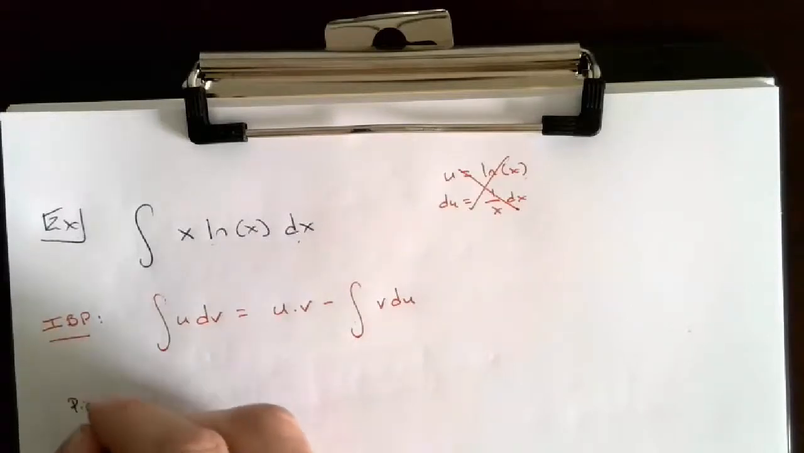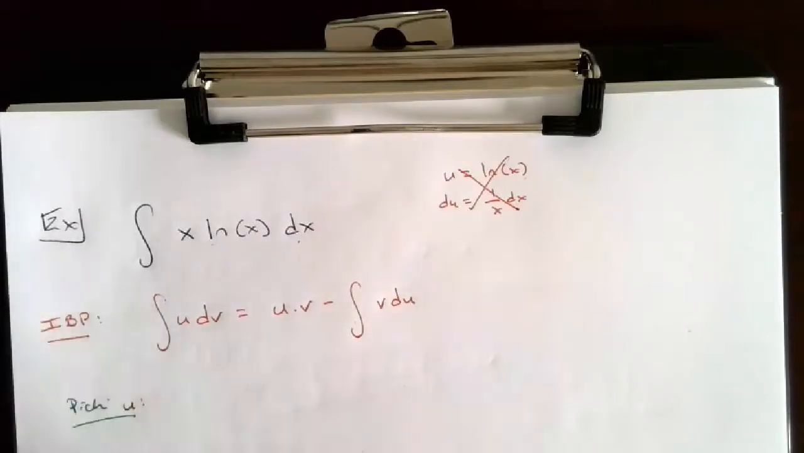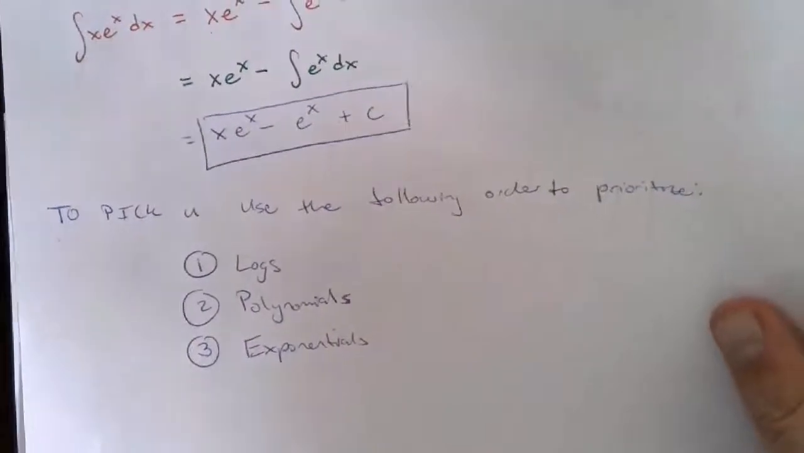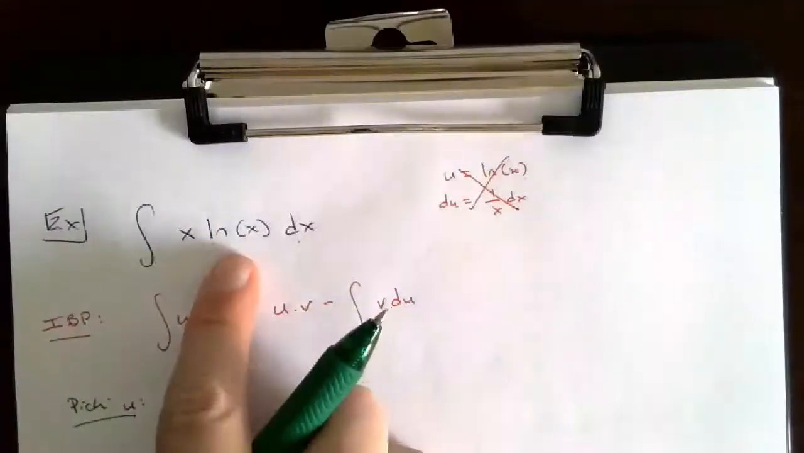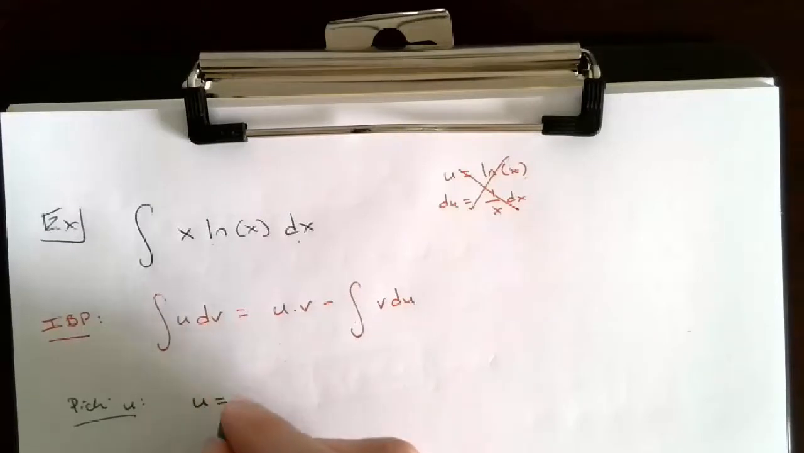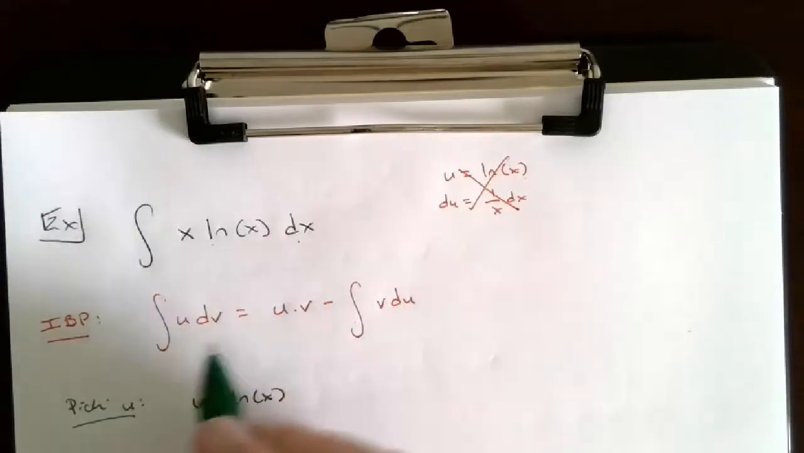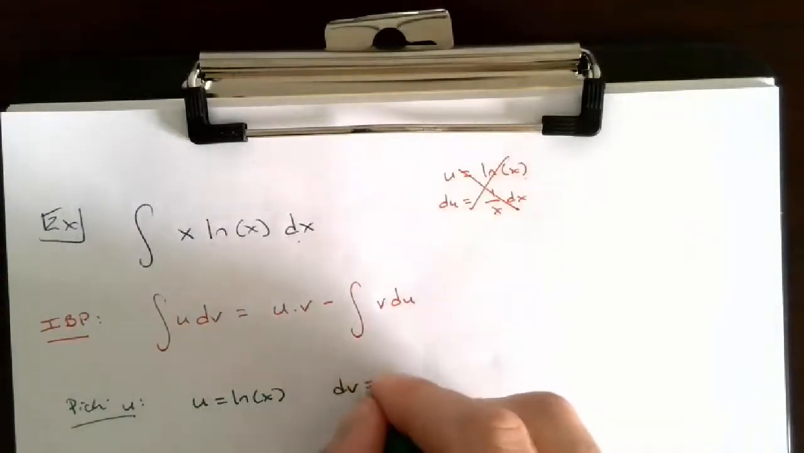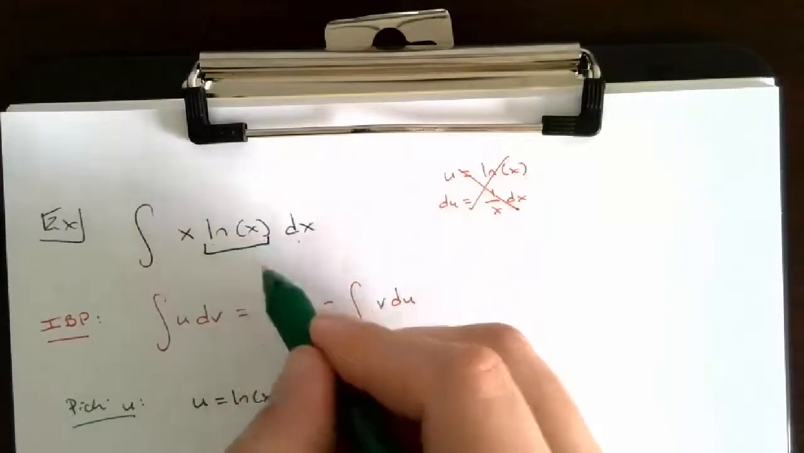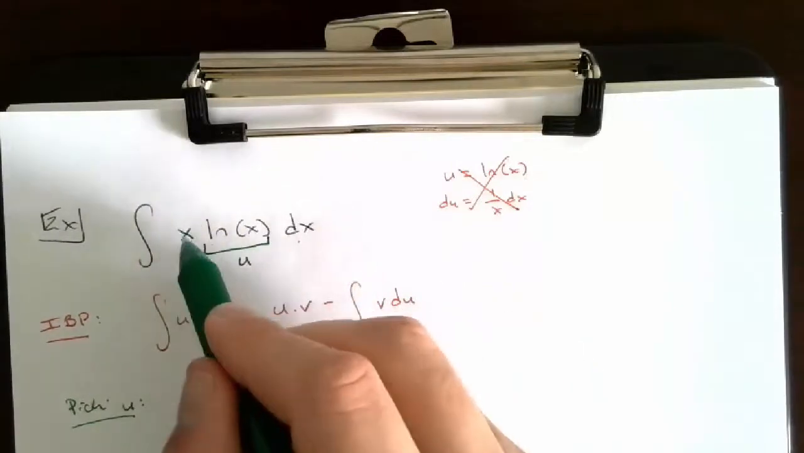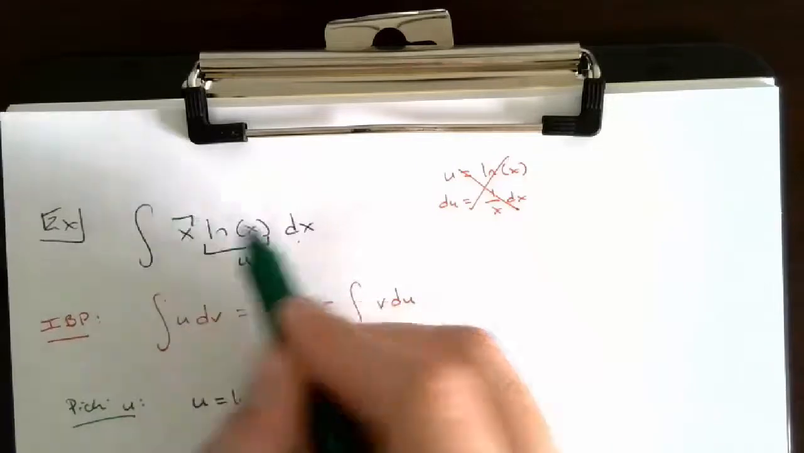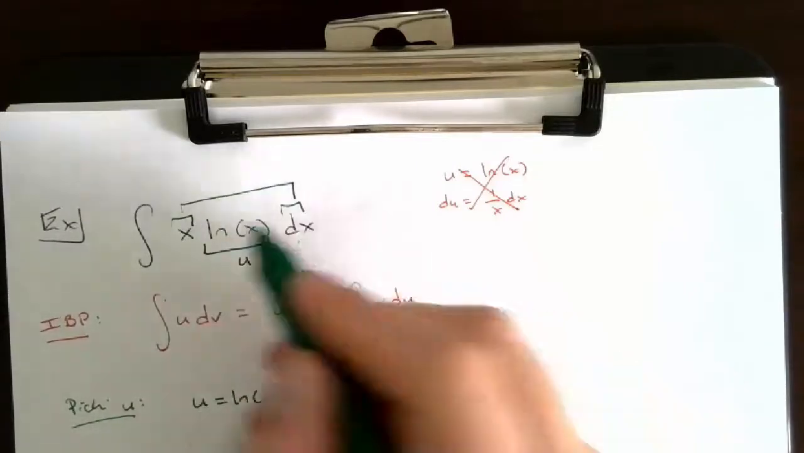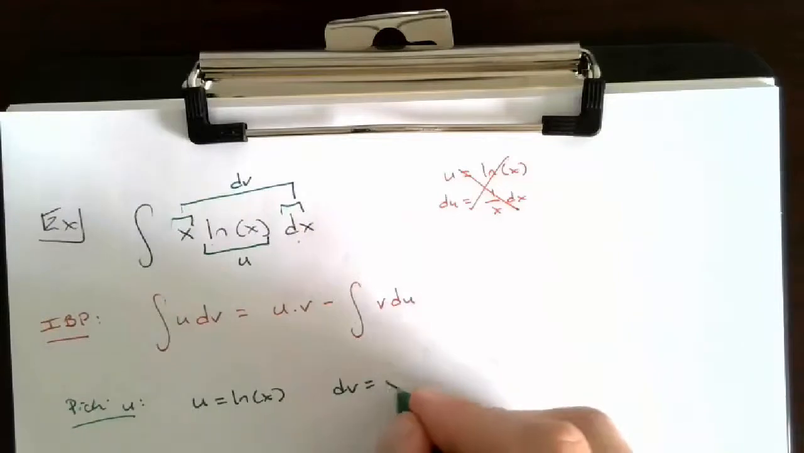So picking u is your first step. Follow our priority. To pick u, our priority says start with logs. So are there any logs in the problem? Well, yes, we've got natural log of x. So I'm going to let u equal ln of x. That's u, so then everything else has to be dv to fill this in. So dv is equal to x dx, all of this is going to be dv. So we just write it down as x dx.